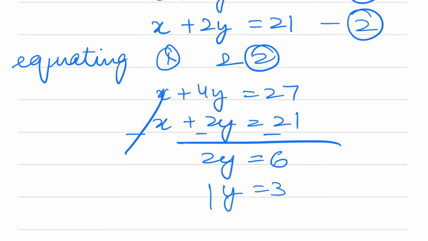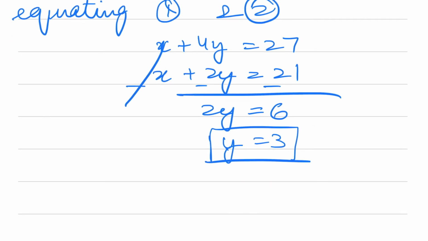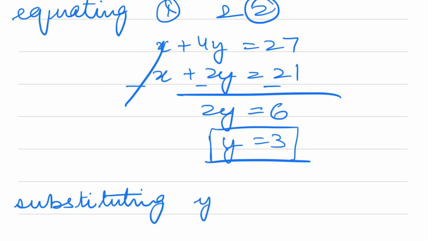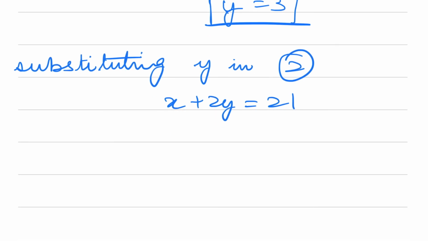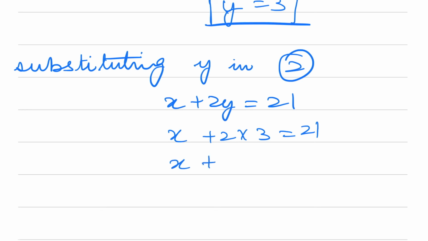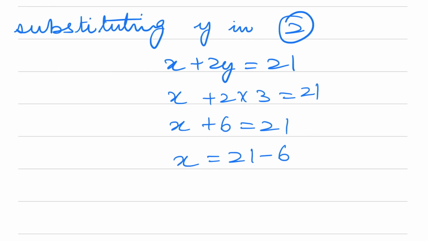So y is equal to 3. So those per day charges rupees 3. Now substituting the value of y in second equation. So we have x plus 2y is equal to 21. So x plus 2 into 3 is equal to 21. X plus 6 is equal to 21. So x is equal to 21 minus 6. So x is equal to 15.